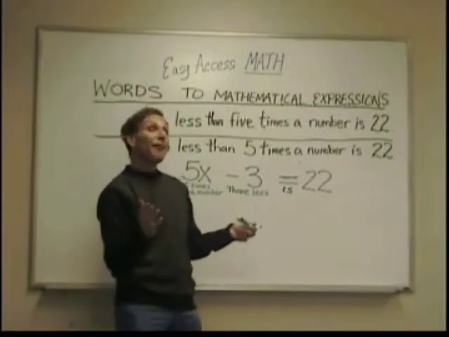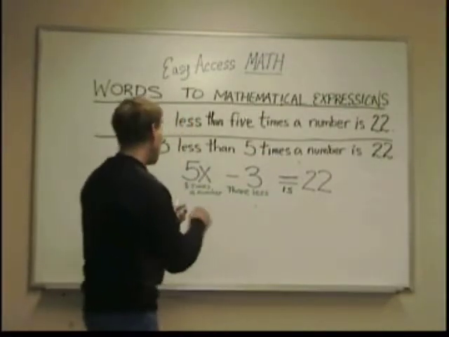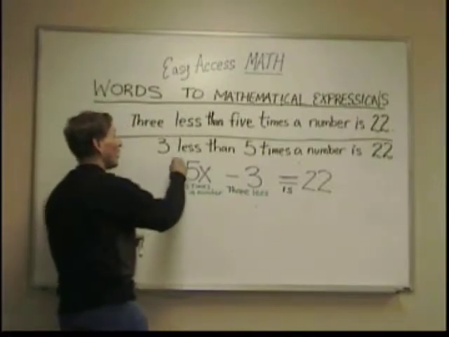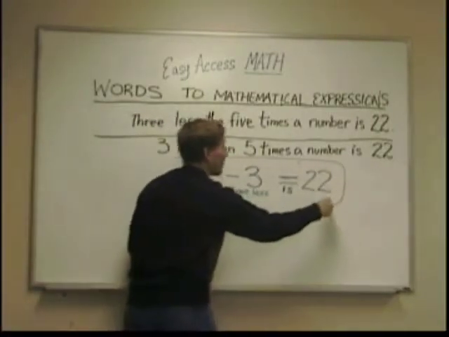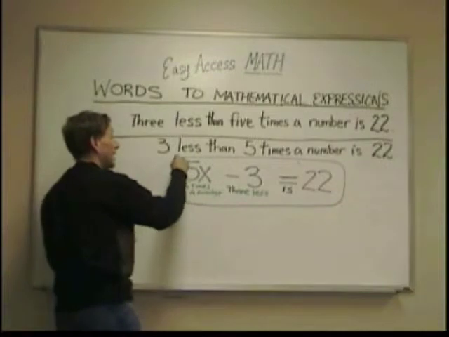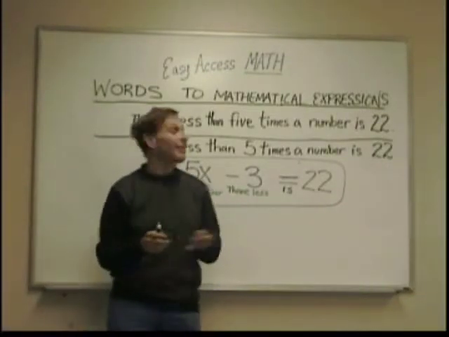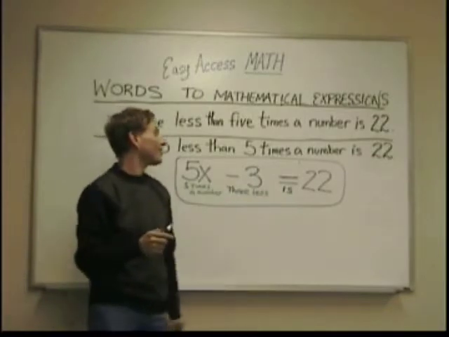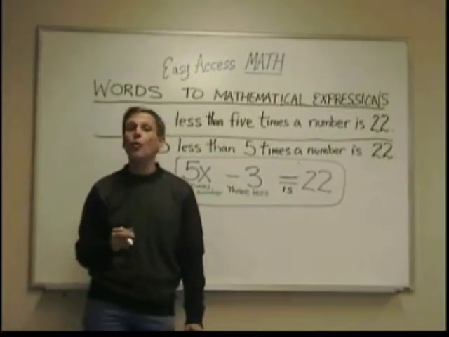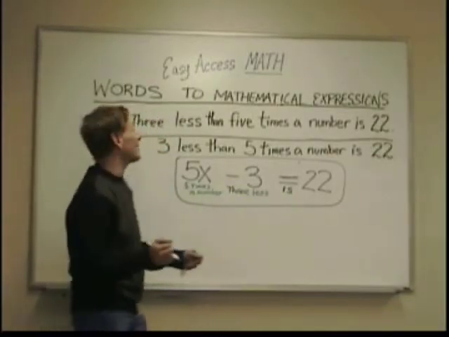Now, we don't have to in a problem like this. This would be your solution, your answer on an exam if they were asking for the algebraic or mathematical expression, how you write it in math. That would be it right here. 5x minus 3 equals 22. That's all they're asking for.